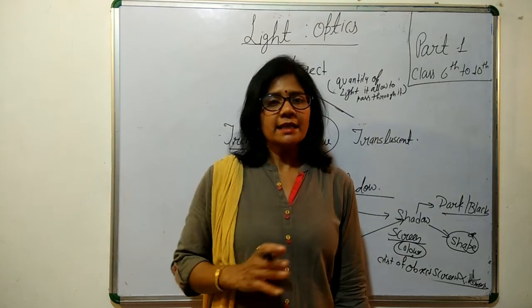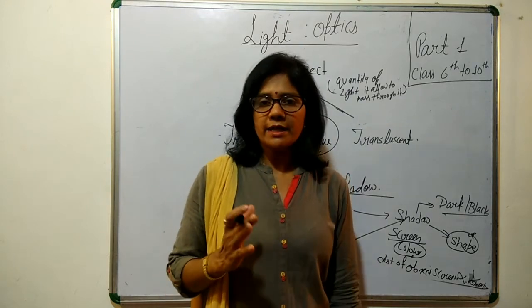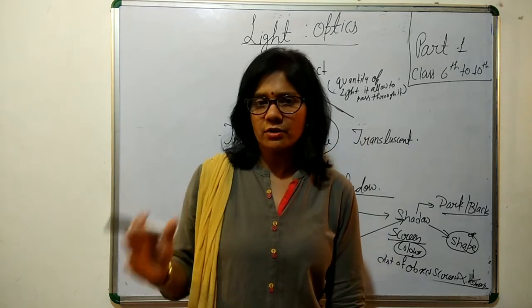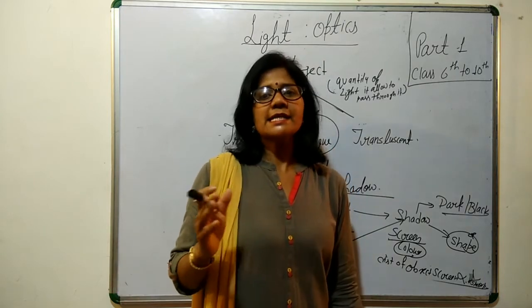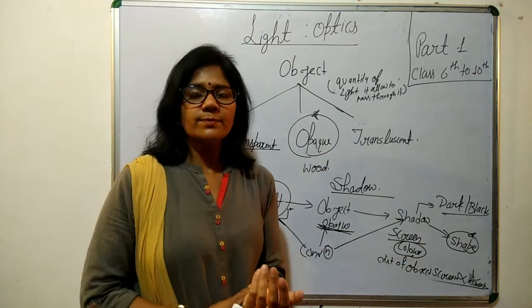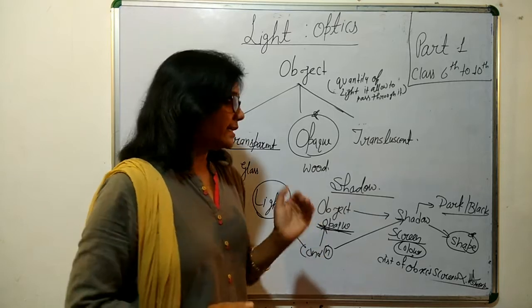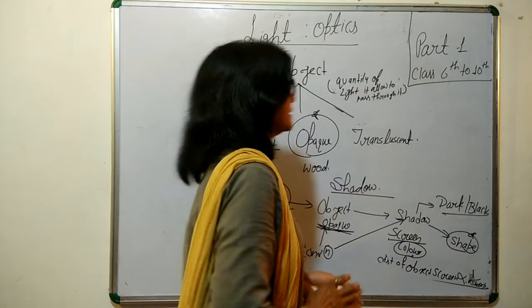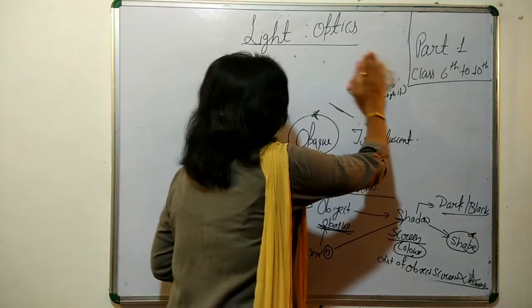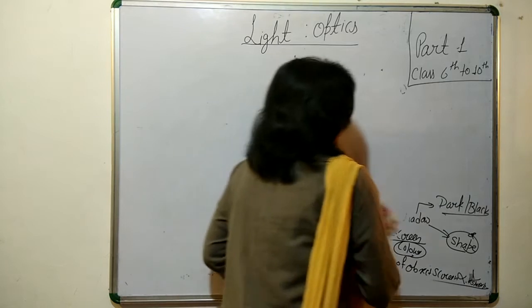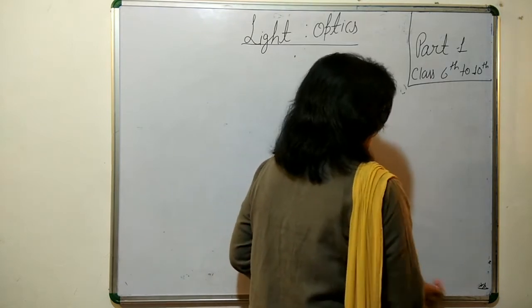We will explore the image in our next class, which we get by reflection or refraction, but we will discuss it later. Now the next and very important point is the very important characteristic of light. It is that light travels in a straight line, meaning light follows a rectilinear path.